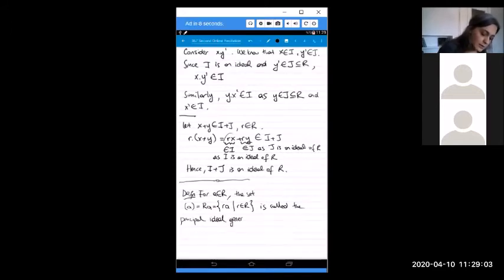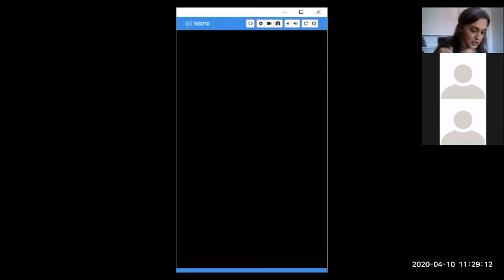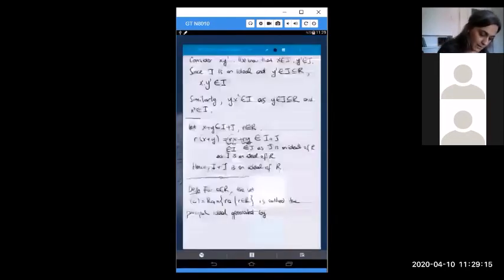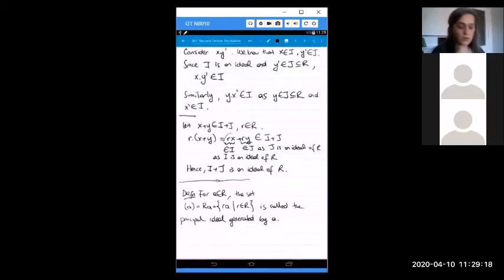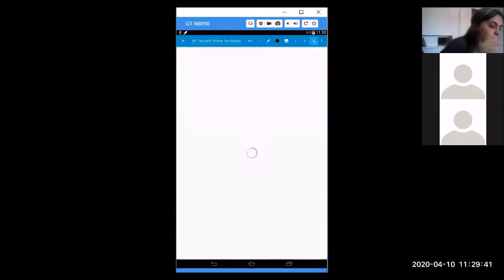generated by the element a. Okay, you can show that these kinds of sets are ideals. Please check that this is an ideal as an exercise.